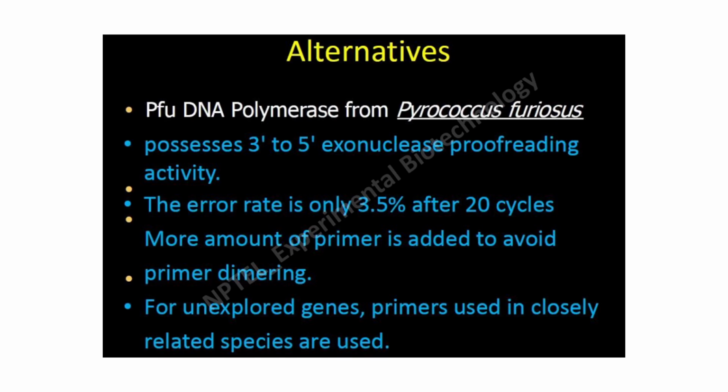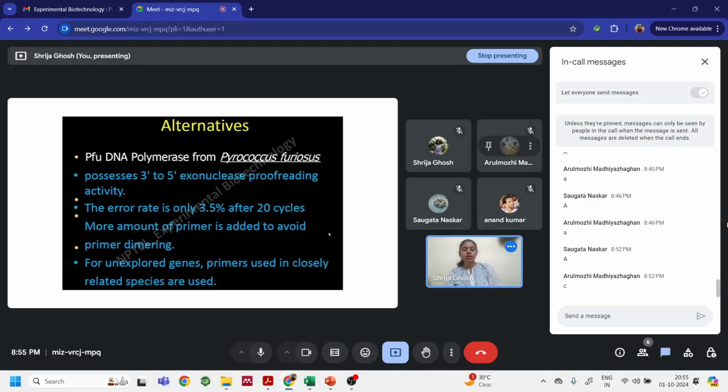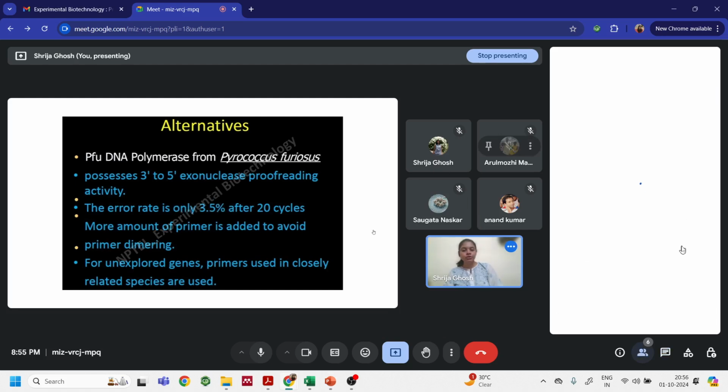As opposed to that, we have PFU DNA polymerase, which is obtained from another bacteria, Pyrococcus furiosus. I've told you Taq is obtained from Thermus aquaticus, and we have PFU, which is another polymerase. It is obtained from Pyrococcus furiosus.